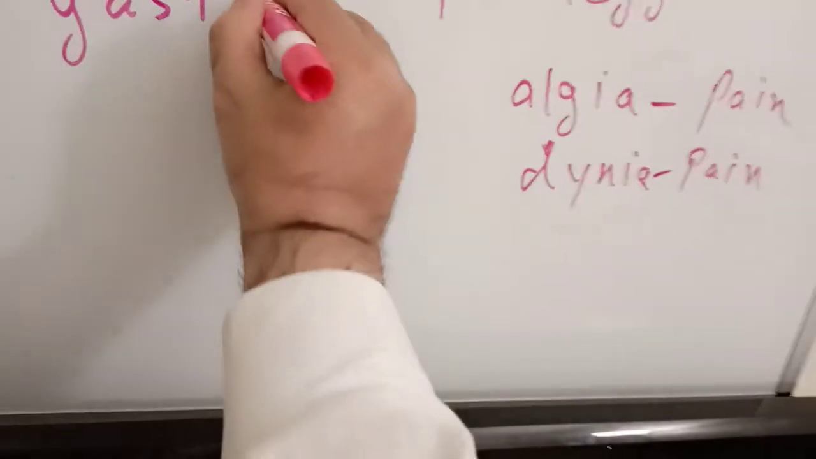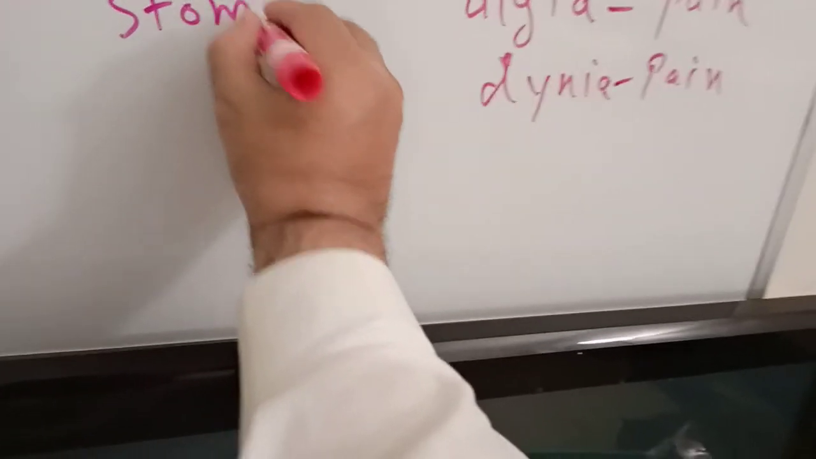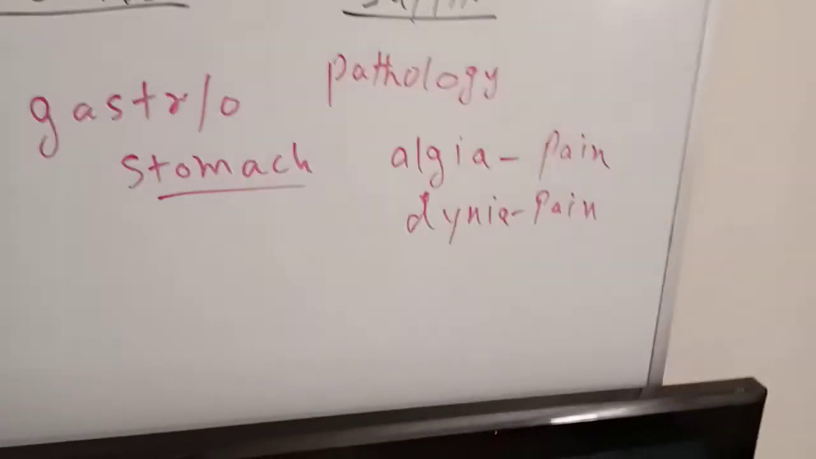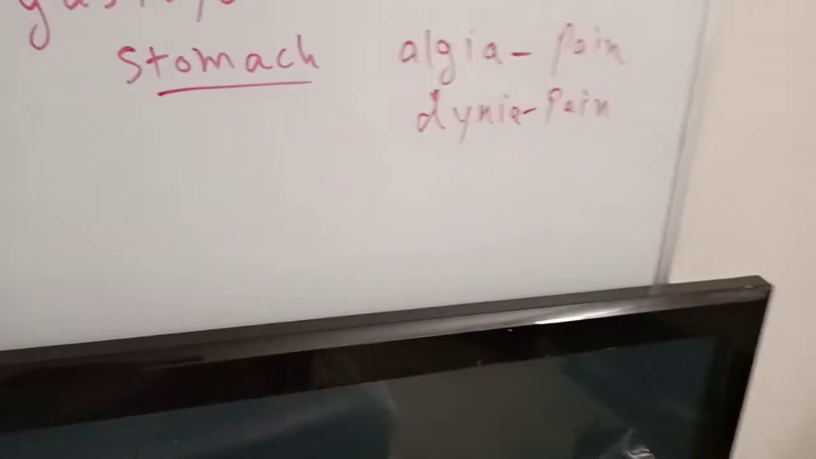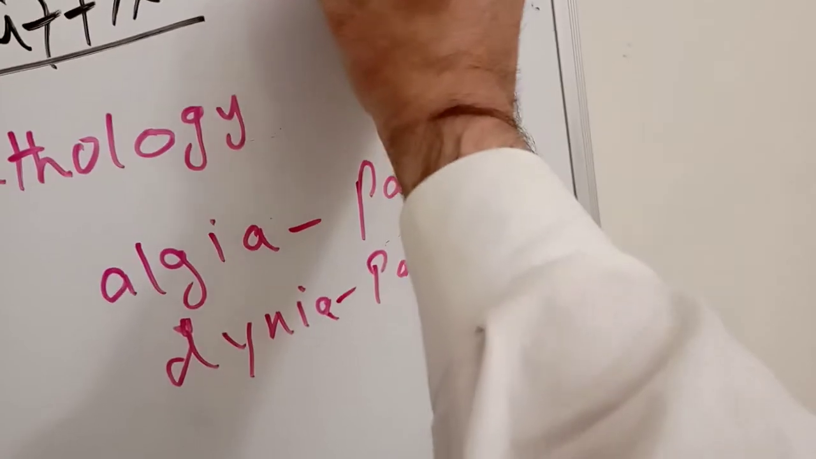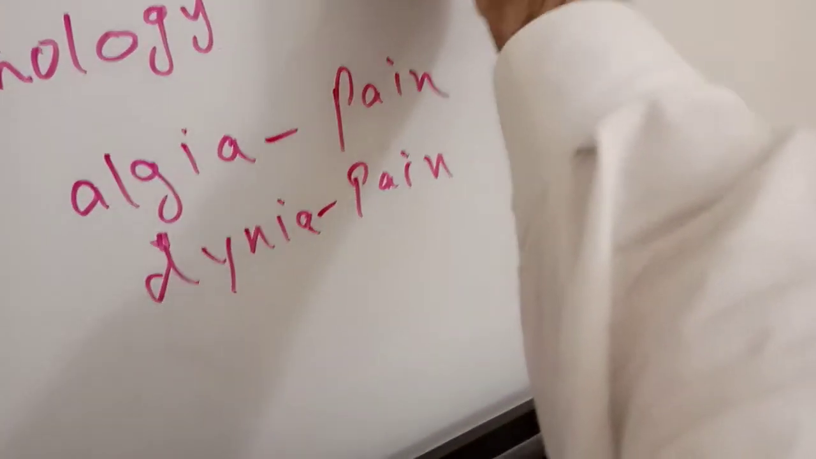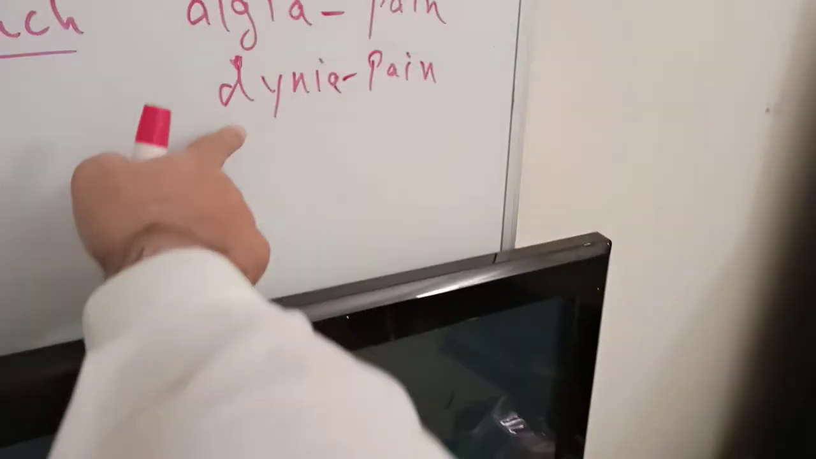And the word root is gaster. Gastro means stomach. So gastralgia. Gastrodynia. We have joined two suffixes with stomach, gaster. One is algia, one is dynia.